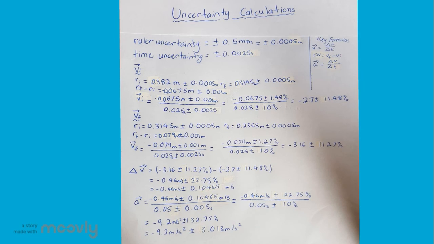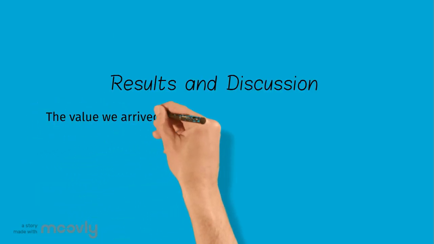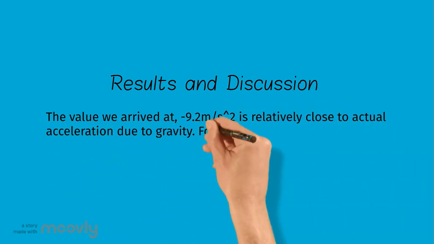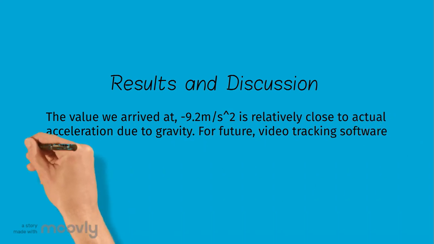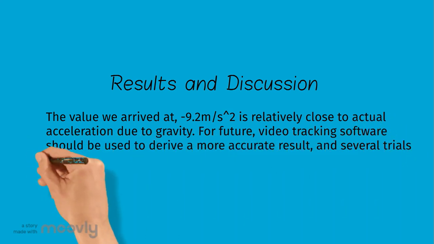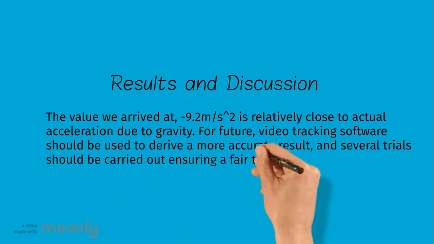plus or minus 3.013 meters per second squared. The value we arrived at for the acceleration, negative 9.2 meters per second squared, is relatively close to the actual value of the acceleration due to gravity. The reason why the value is negative is because the force of gravity is always acting downwards, and if measurements taken upwards are defined to be positive, the downward force of gravity is negative. The downward force of gravity means all objects when dropped from a height fall towards the Earth.